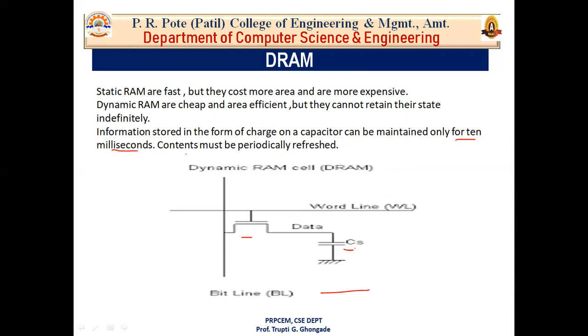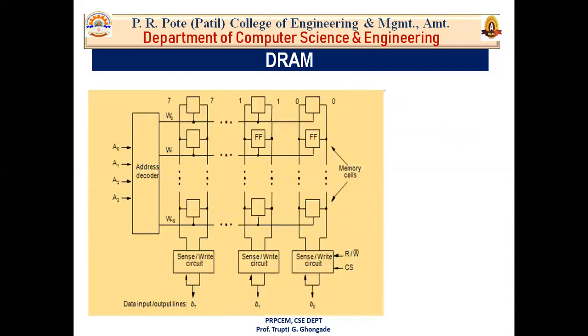So what we have to do is periodically refresh this particular capacitor in order to keep the information for a longer time. The cell has to be periodically refreshed, that is DRAM. Okay, so this is the internal organization of a cell in DRAM.